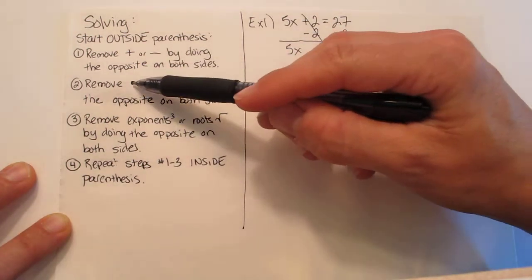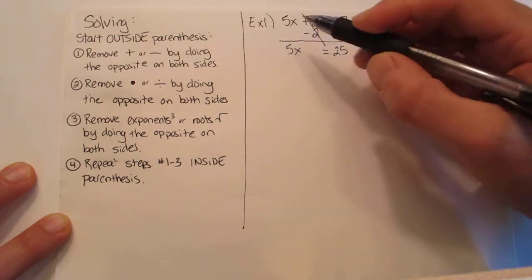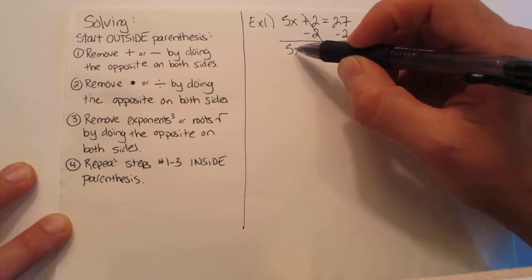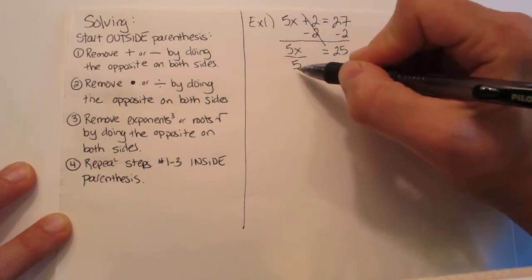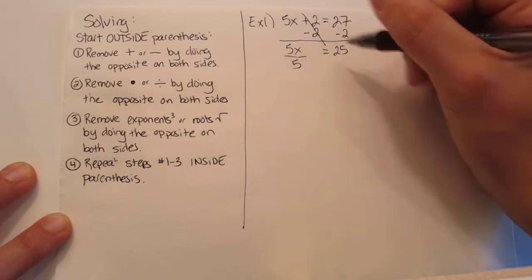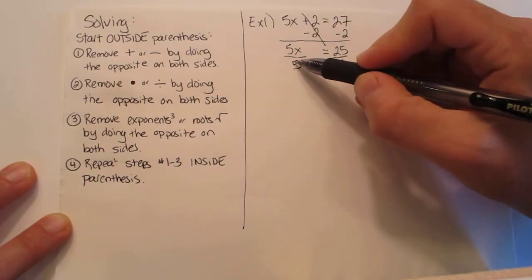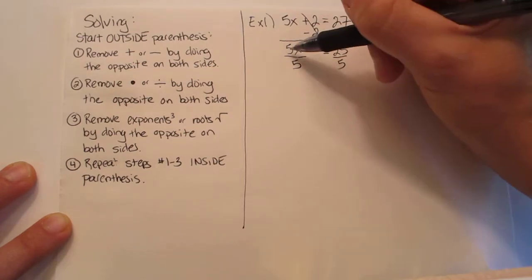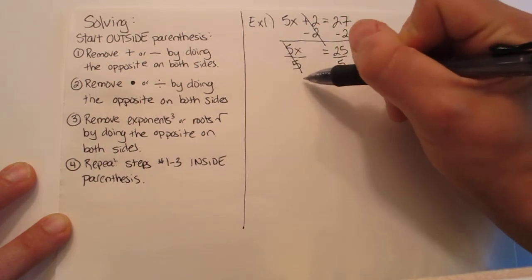There's no more addition or subtraction near my x. So the next step is to remove any multiplication or division. And hopefully you remember that 5x means 5 times x. And so the way to get rid of multiplication is to do division. That's the inverse operation. So I'm going to divide on both sides by 5. And it's really important that you use the fraction bar here to show division and not the division symbol. Whatever I do on the left-hand side of the equal sign, I must do on the right-hand side of the equal sign. 5 divided by 5 is 1, so I'm left with 1x.